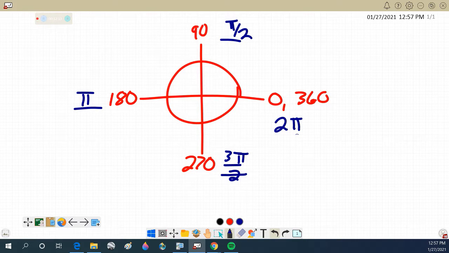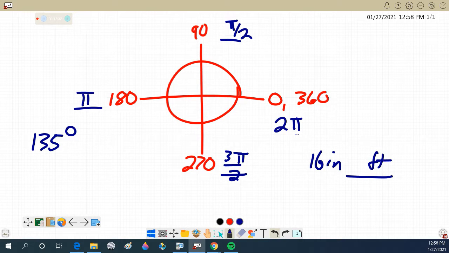So, what if I had 135 degrees? What is that in radians? Well, if I had 16 inches, how do I convert that into feet? I multiply it by feet over inches. How many feet are in an inch, or how many inches are in a foot? So 1 foot has 12 inches, and inches cancels inches, and I get 16 divided by 12 is 1.25 feet.